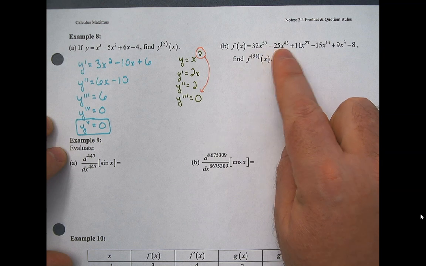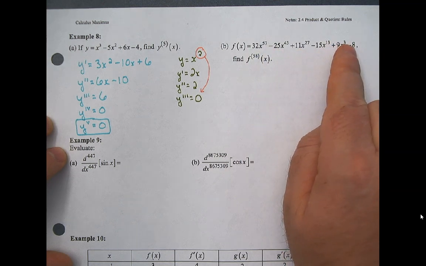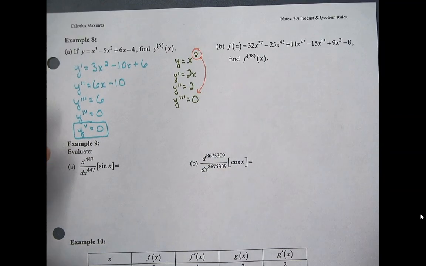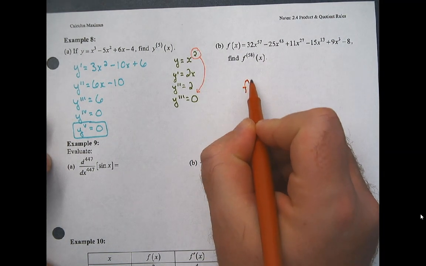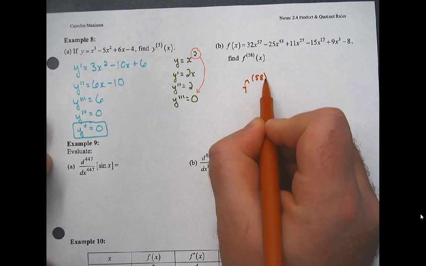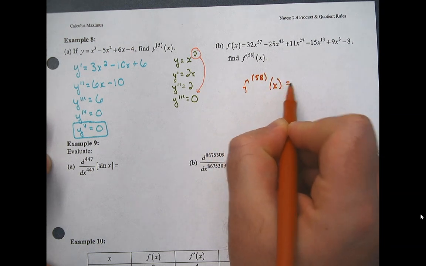So this is a really easy problem. Let's just make sure 57 is our degree. Yep, there's no exponent higher than that. So if you want me to derive 58 times, the game is over. F, the 58th of x would end up being 0.